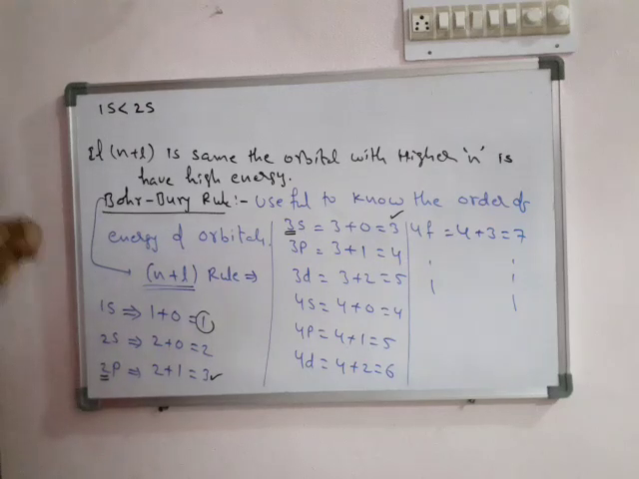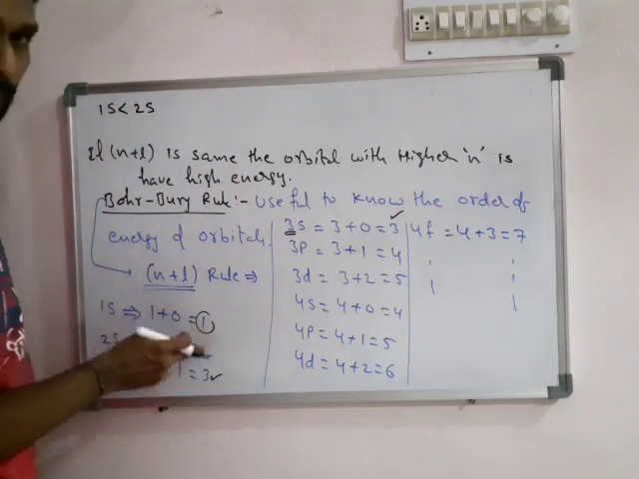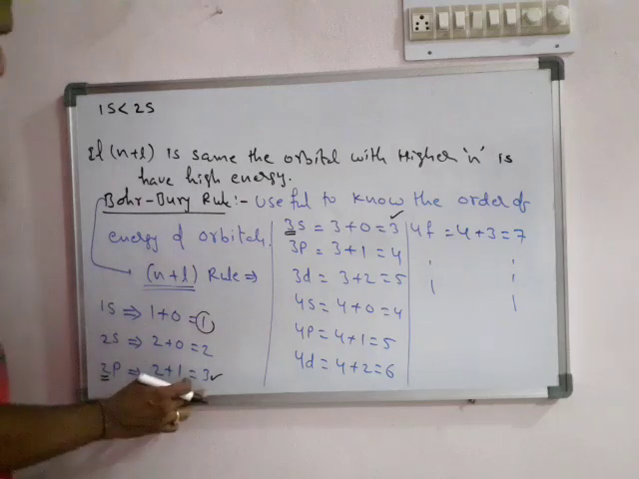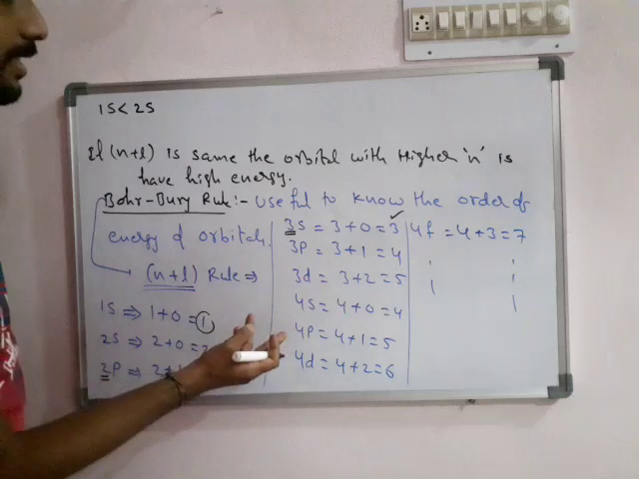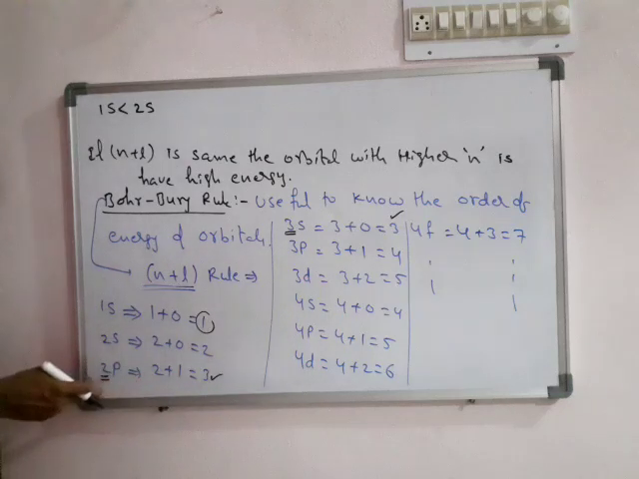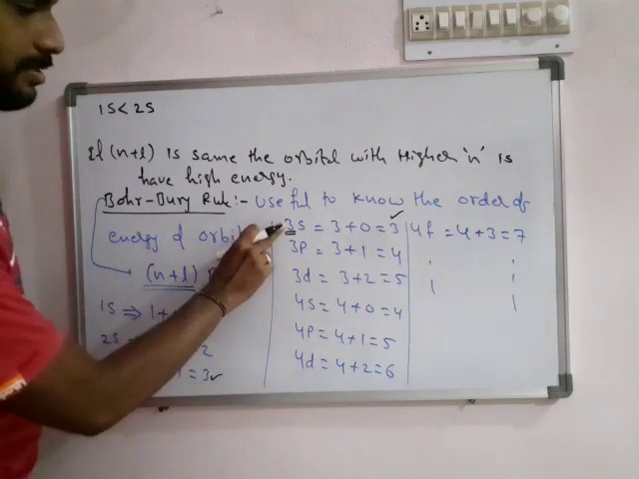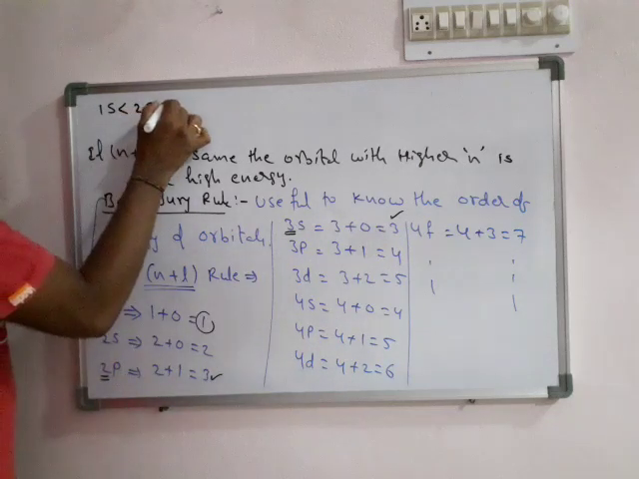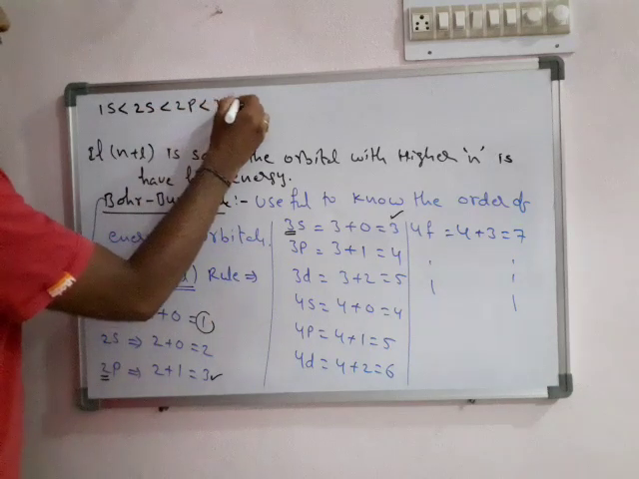So when the n plus l value is the same, we must give importance to the n value. Normally, when the n plus l value is different, there is no problem: the highest has high energy and the lowest has low energy. But when the n plus l value becomes the same, the highest n value has high energy and the lower n value has low energy. Here the n plus l value for 2p is 3, and for 3s it is also 3. So the higher n value has high energy and the lower one has low energy. So 2p is less than 3s.